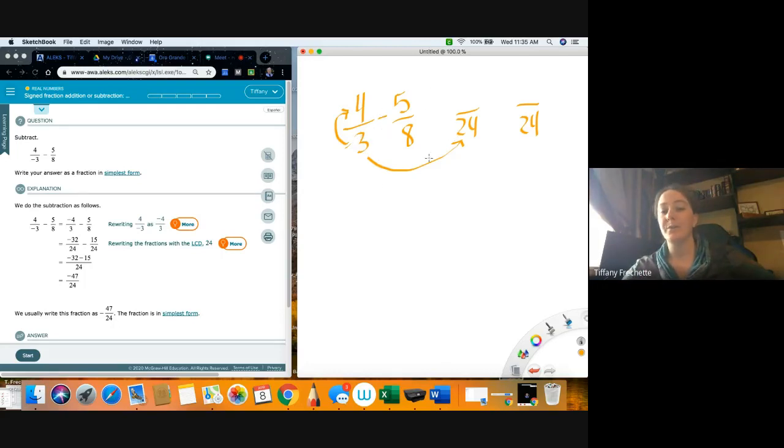So I want to go from 3 to 24. I have to multiply by 8. I need to do the same thing to the top, okay? Multiply by 8. So since I'm giving the top the negative, it's -4 times 8. Sorry, I was thinking of 4 times 6. So I want to multiply by 8. So I want to go 4 times 8, and I get -32. Remember, we're giving the negative to the 4.